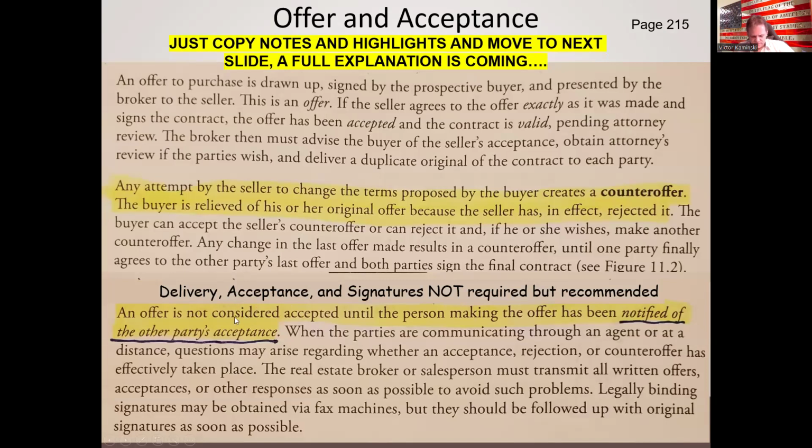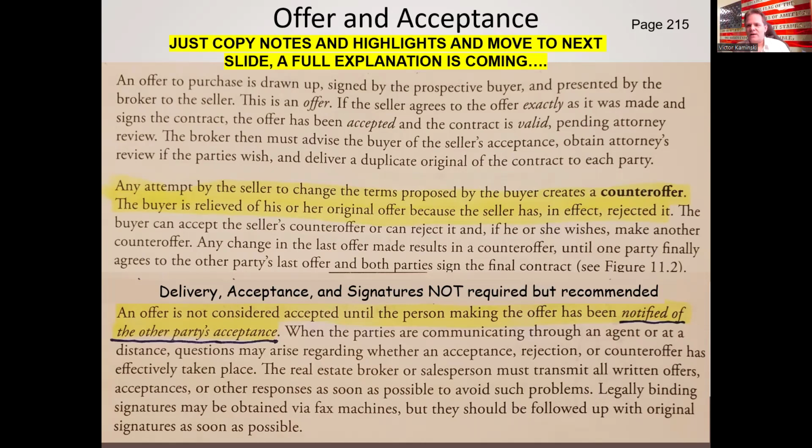So this section right here is right beneath that graphic drawing in the middle of the page of 215. An offer is not considered accepted till a person making the offer has been notified of the other party's acceptance. So therefore, delivery, acceptance, and signatures are not required, but highly recommended. So technically speaking, because this is probably an exam question, in contract negotiations, when is an offer considered accepted? Once the other party's been notified. You don't need to have their signatures in order for it to be considered accepted.